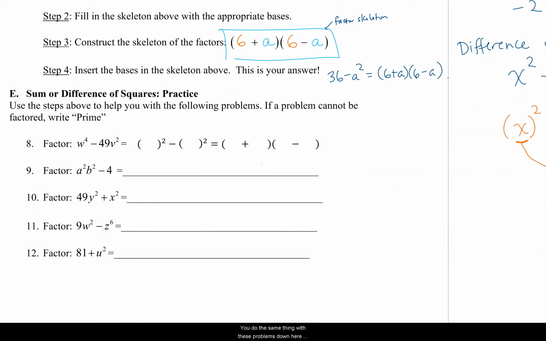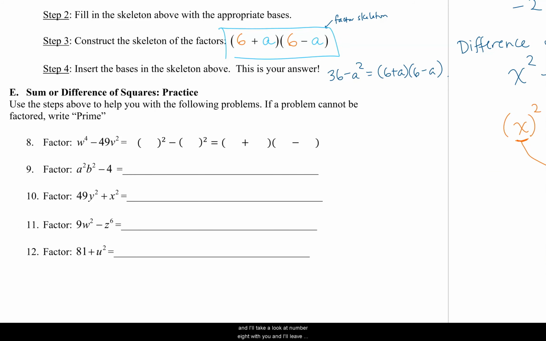We can do the same thing with these problems down here, and I'll take a look at number 8 with you, and I'll leave the other ones for you to do. One thing to notice though, there are some sum of squares sprinkled in, so make sure you're really paying attention to those signs as you move through. Take a look at the first one, number 8, factor w to the 4th minus 49v squared.